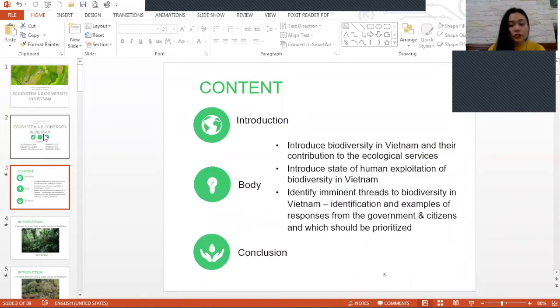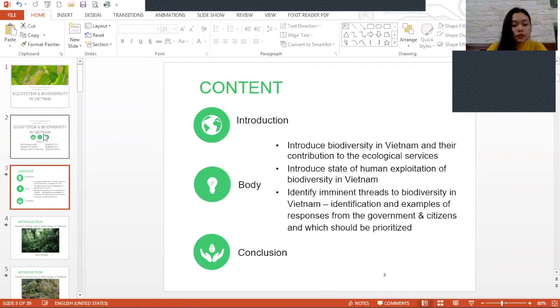We will have an introduction, the body which contains 3 parts: introduce biodiversity in Vietnam and their contribution to the ecological services, introduce the state of human exploitation of biodiversity in Vietnam, and identify imminent threats to biodiversity in Vietnam, identification and examples of responses from the government and citizens, and which should be prioritized.